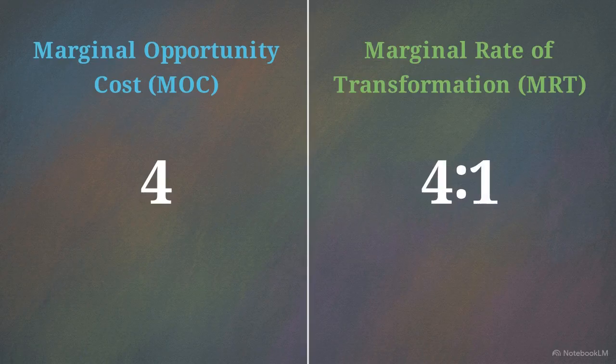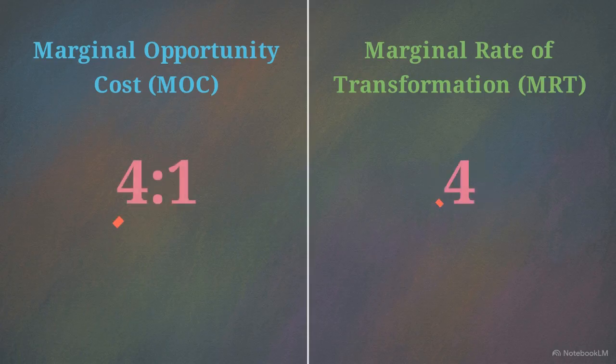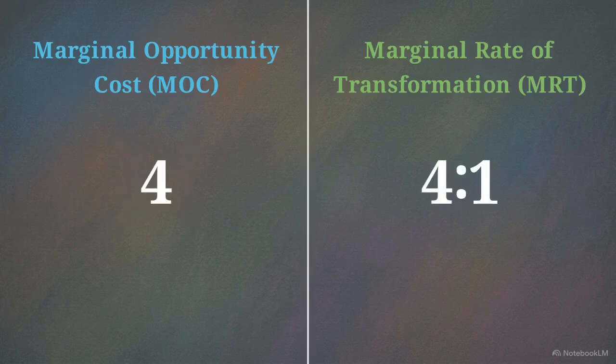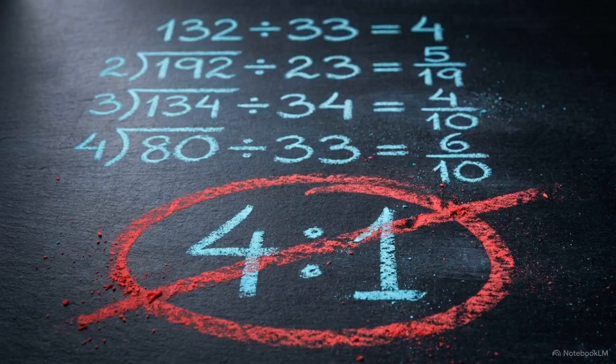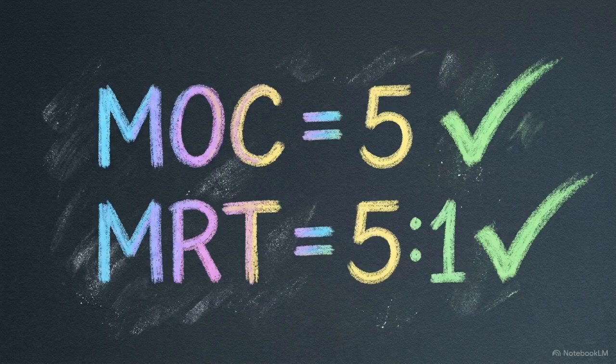This formatting detail is where students constantly lose points on exams. Even if your math is flawless, writing MOC as a ratio or MRT as a whole number will cost you marks. MOC is always a single number. MRT is always a ratio with a colon. Simply knowing how to subtract and divide will not protect your score. You must apply the correct formatting rule to the corresponding label every time you write down an answer.